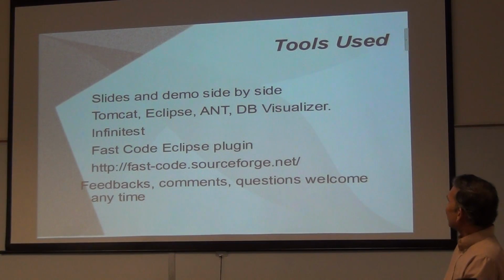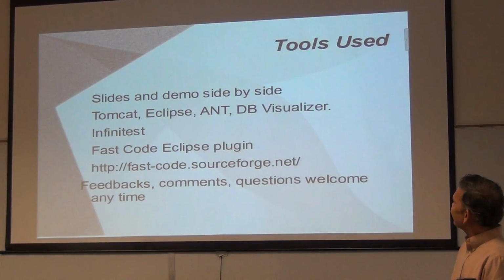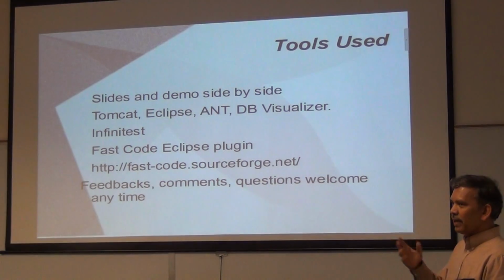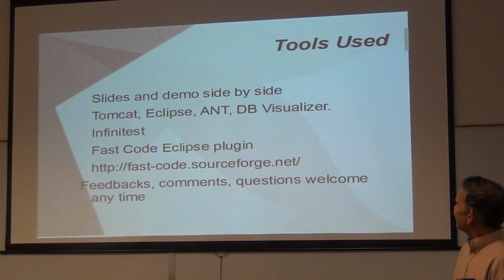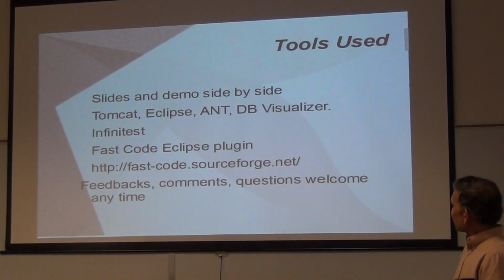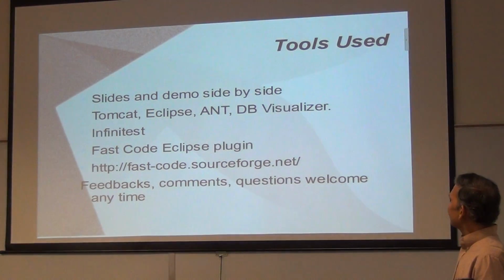I'll be running a Tomcat and an Eclipse and a little Ant script. And I have a DB Visualizer connecting to Oracle. And I have an Infinitest plugin that will automatically run JUnit tests, if you are familiar with that. And I have my Fast Code Eclipse plugin, which will help generate a lot of code.